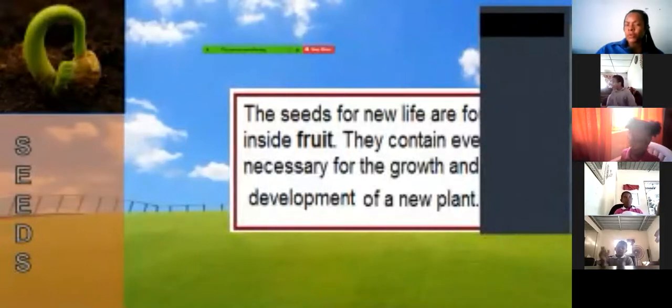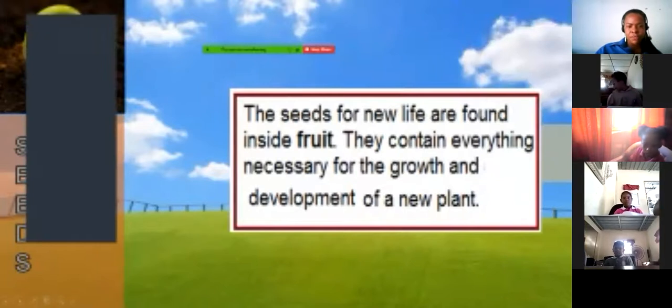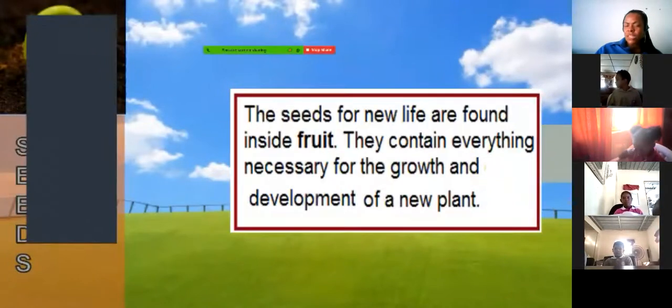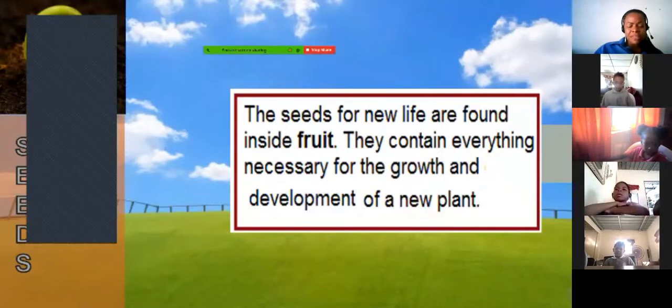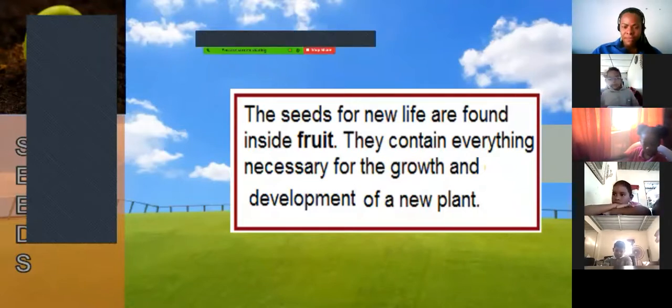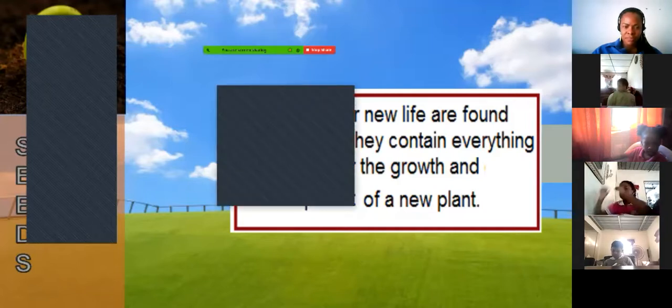The seeds for the new life are found inside fruit. They contain everything necessary for the growth and development of a new plant. Las semillas para una nueva vida se encuentran dentro de la fruta y ellas contienen todo lo necesario para crecer y así la planta desarrollarse. Okay?